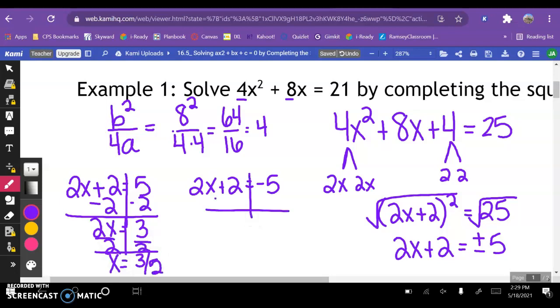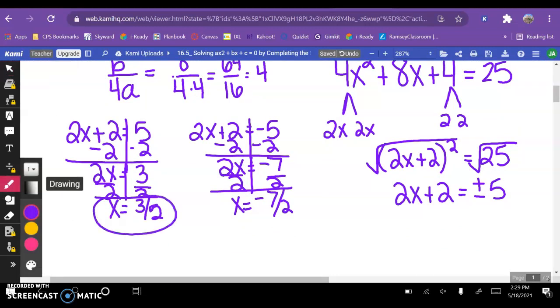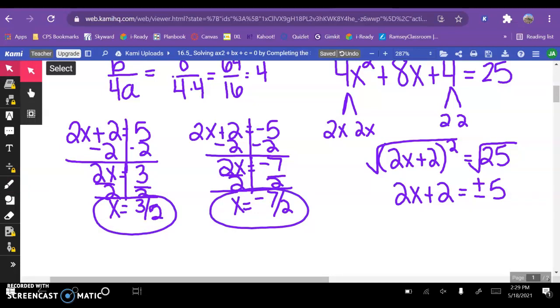And then on this one, same thing, subtract 2 from both sides and divide by 2. So we have 3 halves and negative 7 halves for our 2 zeros, our answers here.